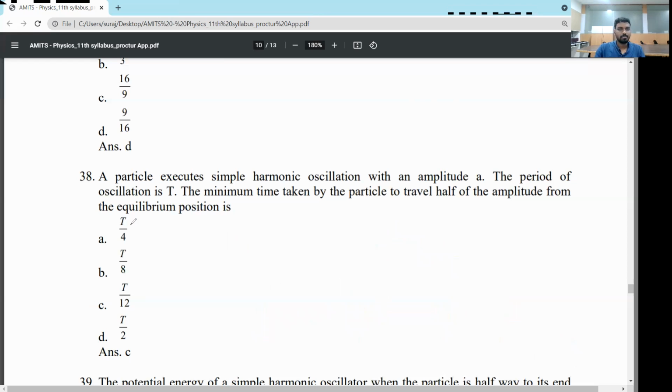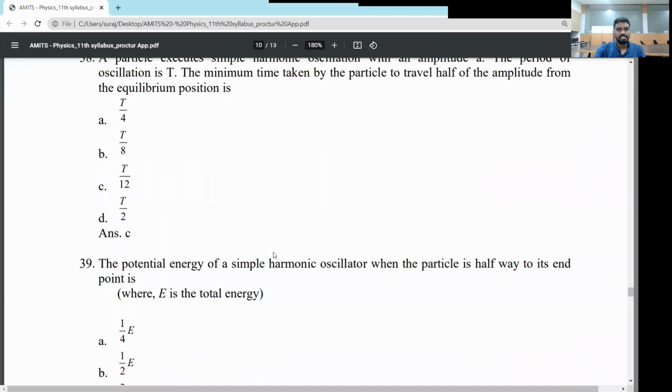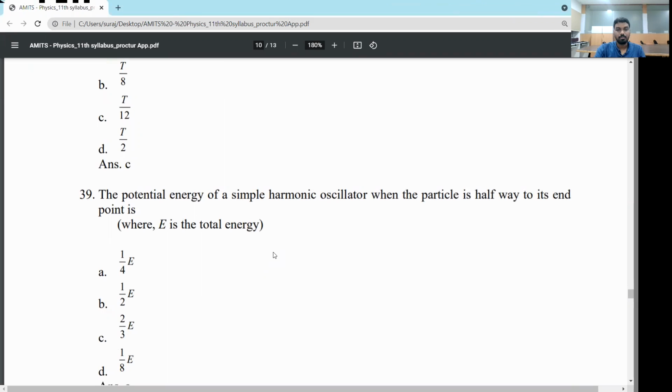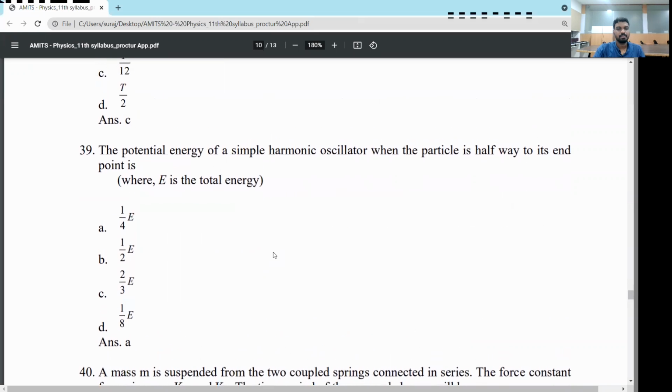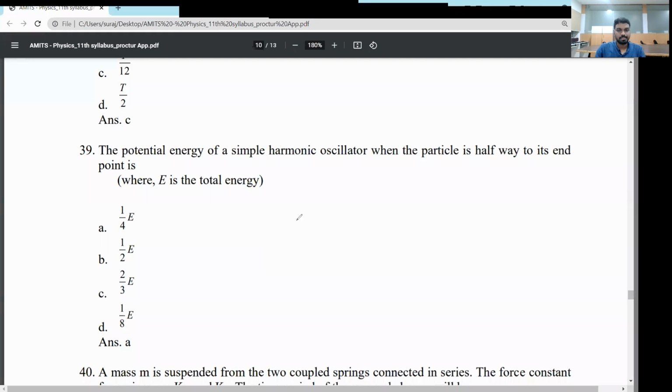Okay. Now coming to question number 39. The potential energy of a simple harmonic oscillator, when the particle is halfway to its end point. I want the potential energy in terms of total energy.